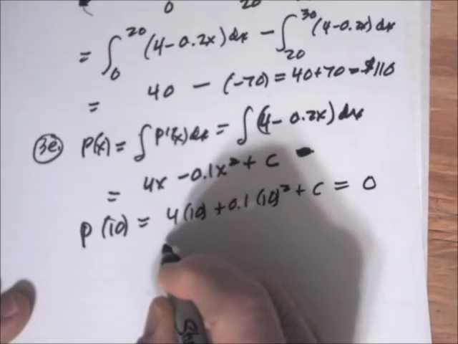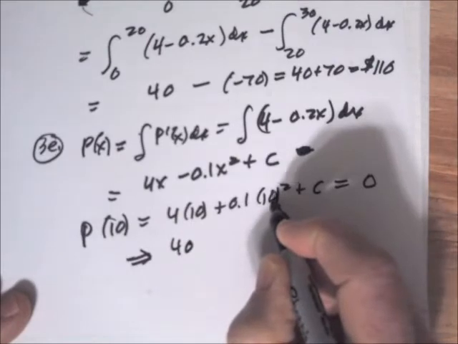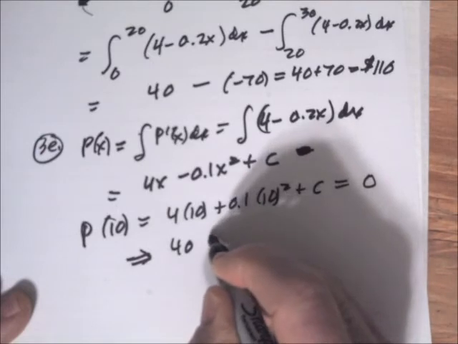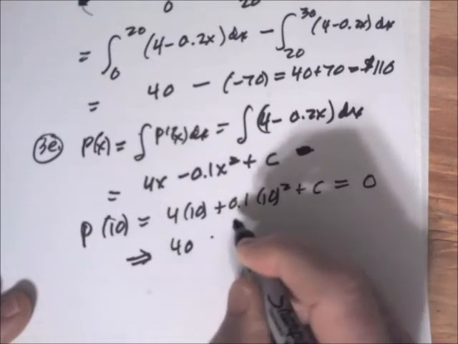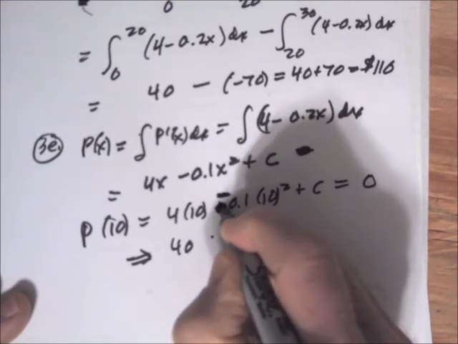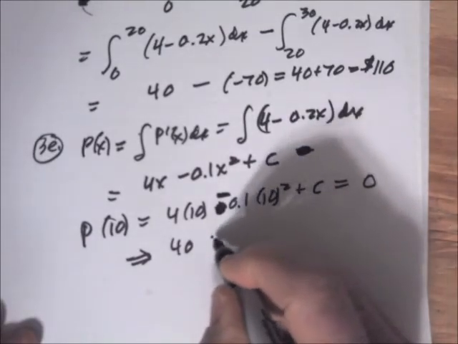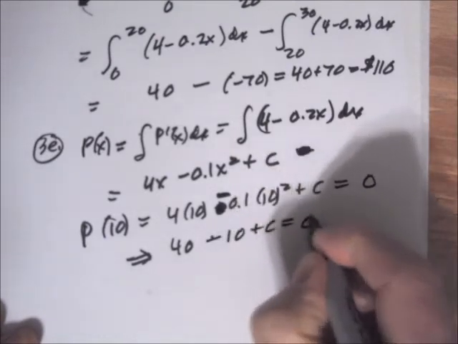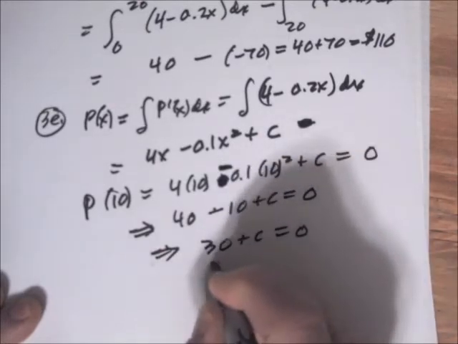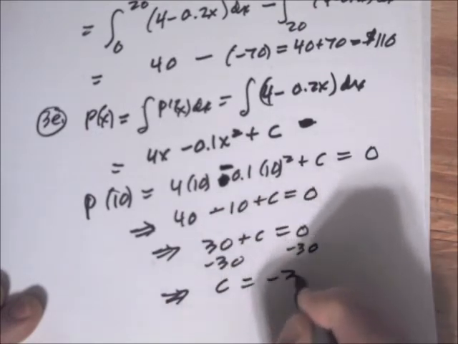So we just need to solve for the constant. So 4 times 10 is 40. 10 squared is 100. 100 times 0.1 is 10. This should be a minus. That's a minus there. So this is 40 minus 10 plus a constant equals 0. 40 minus 10 is 30. And then subtract 30 from both sides. You get the constant is equal to negative 30.